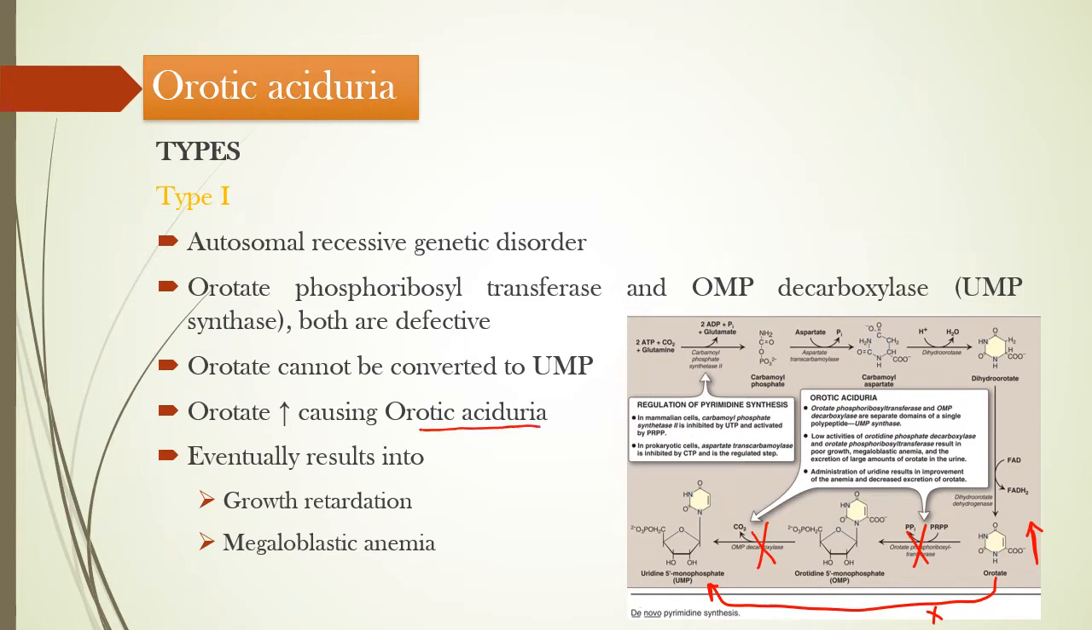The other clinical manifestations which are associated with type 1 orotic aciduria are growth retardation and megaloblastic anemia, and we have discussed these two points in the last slide.